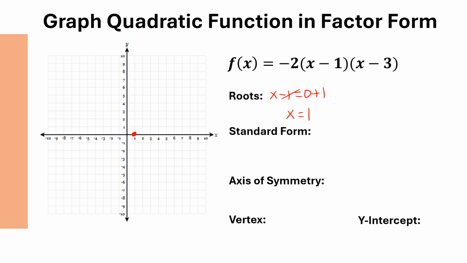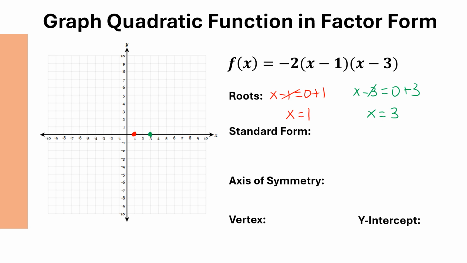And then to get your second root, set your second binomial factor equal to 0. So x minus 3 equals 0. Add 3 to both sides to solve for x. So x equals 3. And then find 3 on the x-axis.